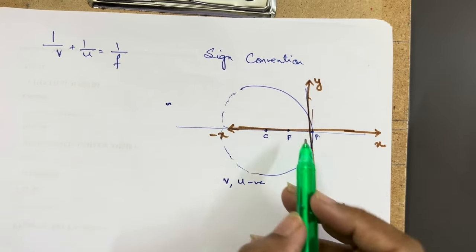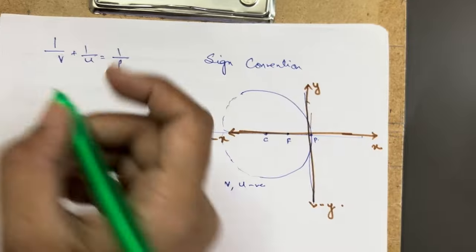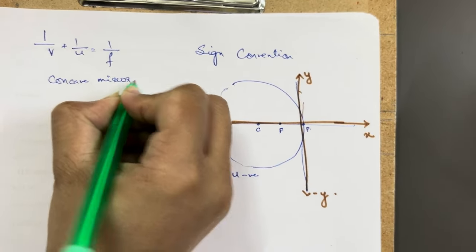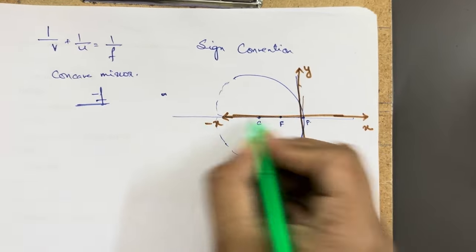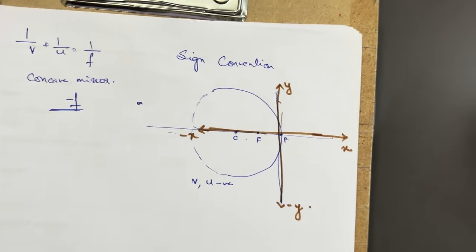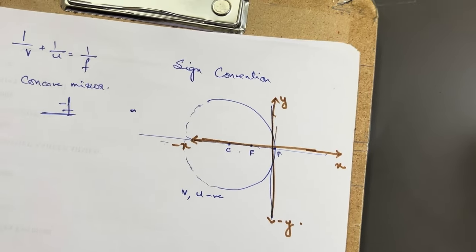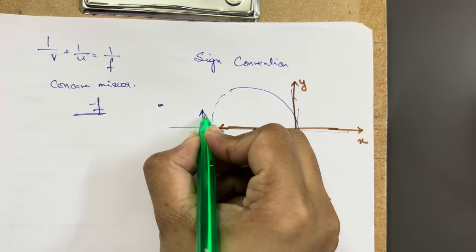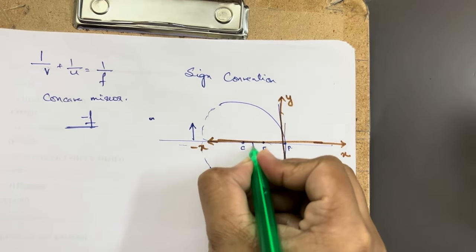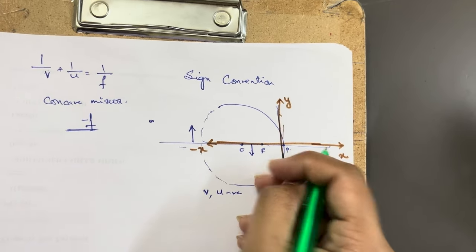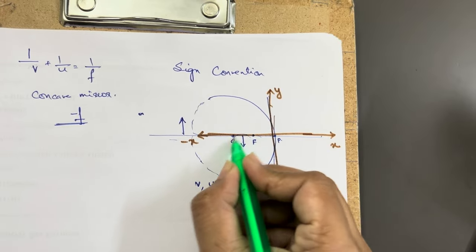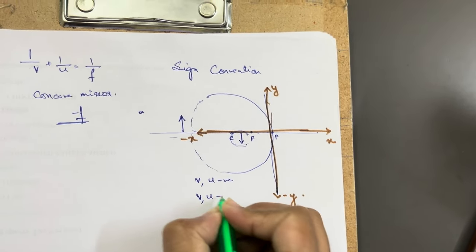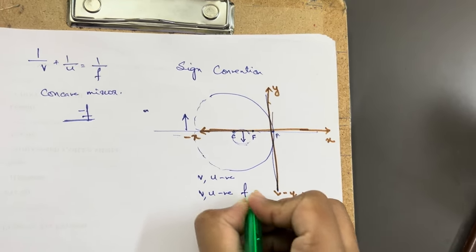Even your f is negative, because for a concave mirror, the f is always going to be a negative value, because it falls onto the negative axis. Now again, if I keep the object somewhere beyond c, then the image will be formed between f and c, and it's going to be an inverted image. The height of the image is on the negative y-axis, and the object and the image are both on the negative side. Even f is on the negative side here.